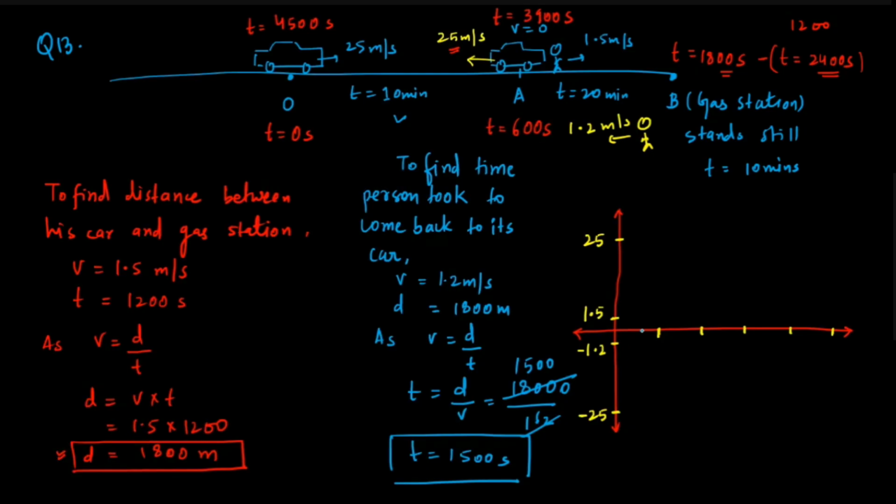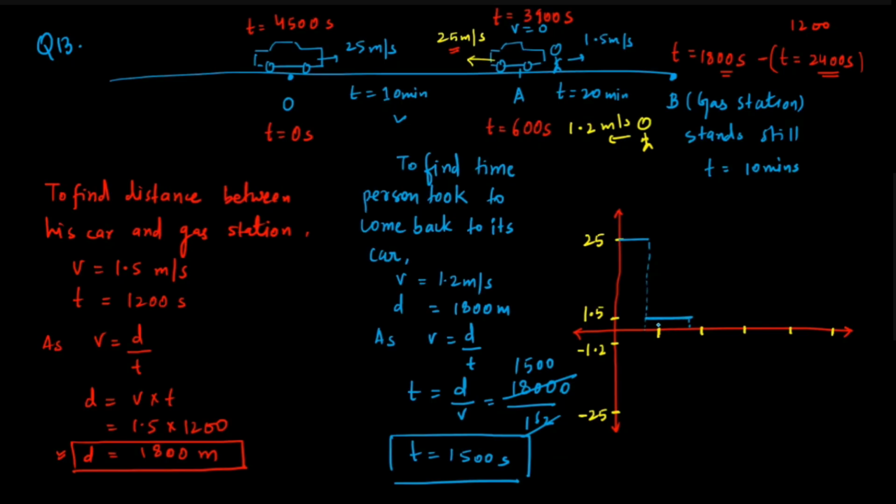So initially for 600 seconds, the car was supposed to be moving with 25 meters per second. So let me just mark this point as 600 seconds. It should be before 1000. So this is 600 seconds. Now the speed reduced to 1.5 meters per second. For how much time? For the next 1200 seconds. So from this particular point to this, 1200 seconds, till 1800, this is going to be the speed and this is how you are supposed to represent it.